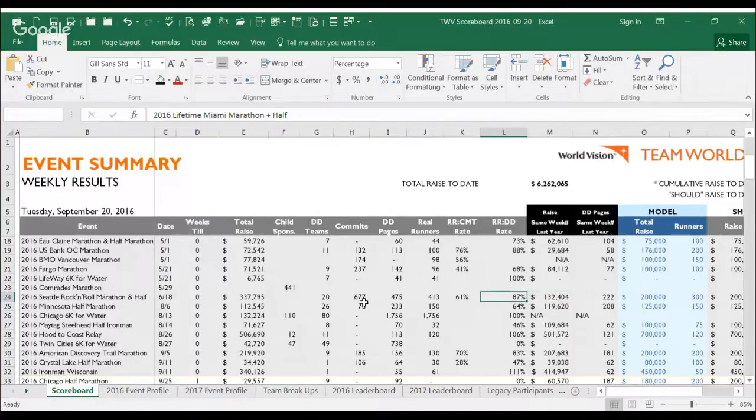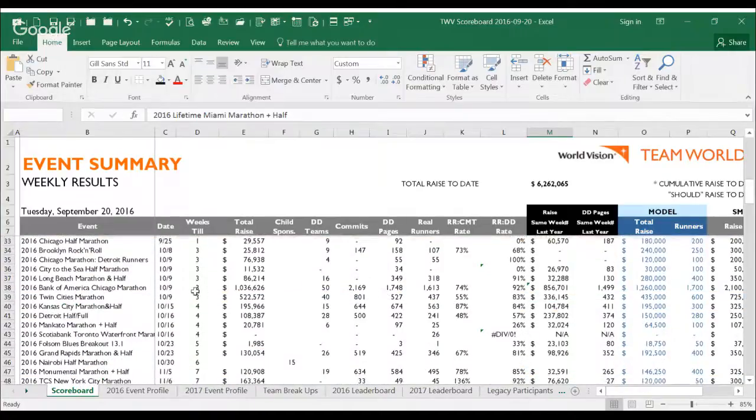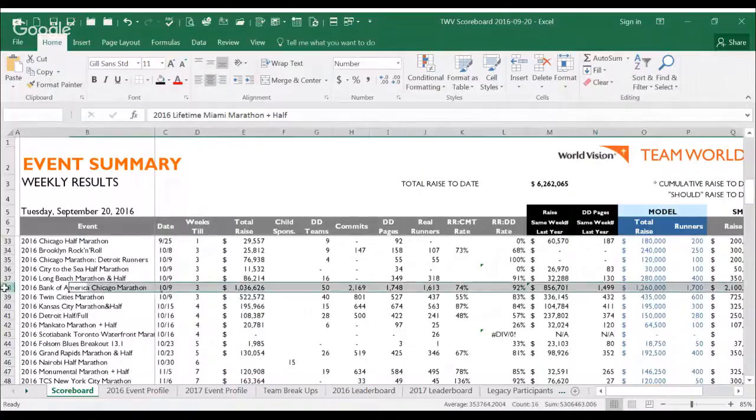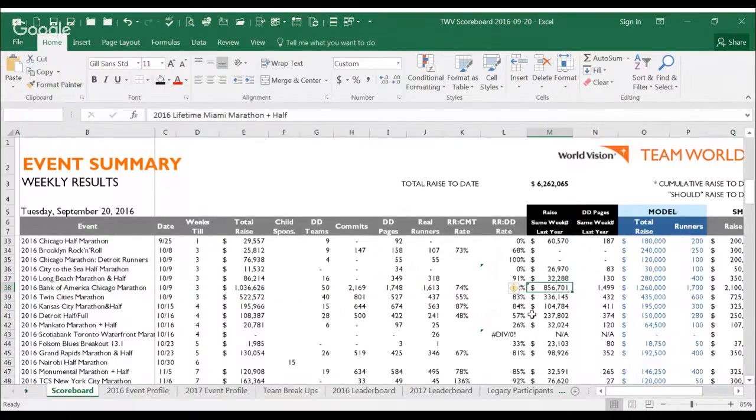So we also look at our events compared to last year. What happened at the event last year? This shows you as of that week, so it'll probably make more sense if we look at events that are still live. So 3 weeks ago for the Bank of America Chicago Marathon, with 3 weeks left till race day, the race last year had raised $856,700. So that's with 3 weeks till. So it's looking at the number of weeks till the event and then looks back at the history and the correlating number. Likewise with the number of Donor Drive pages that were on the system on that date.